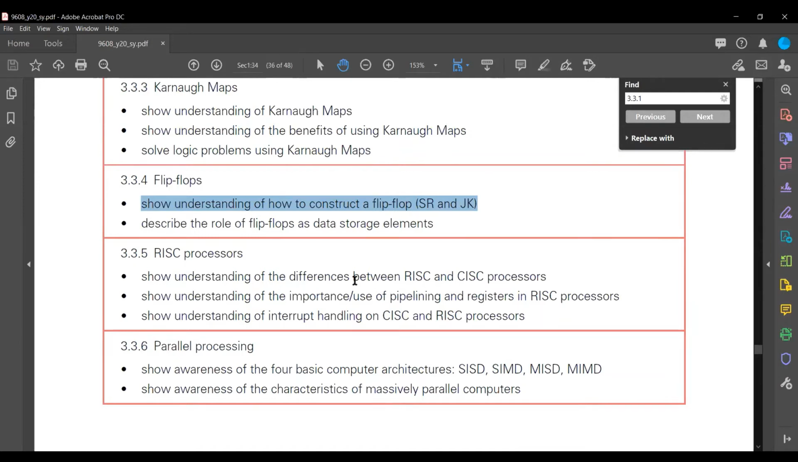3.3.5 RISC processors. RISC and CISC processors. Show understanding of the difference between RISC and CISC processors.